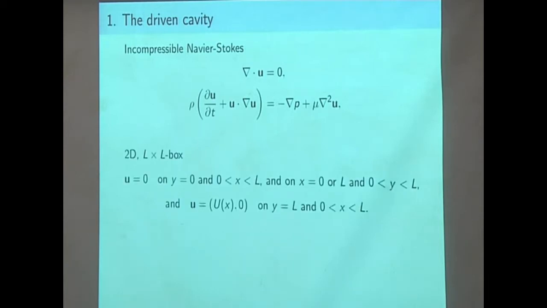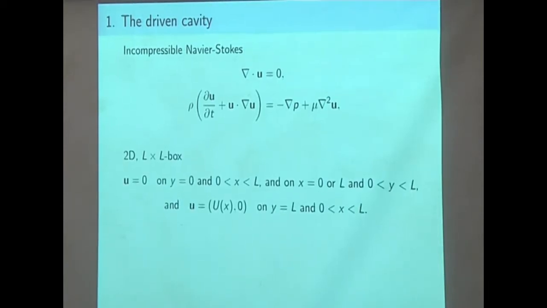And the geometry of this simple problem is a square box. It's in two-dimensional flow only. It's a box which is L by L. That'll be non-dimensionalized to 1 by 1. So it's a square box.